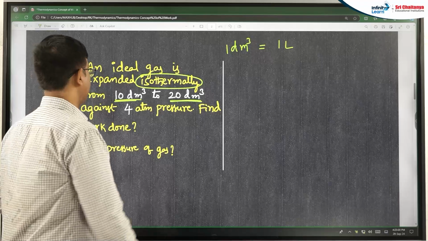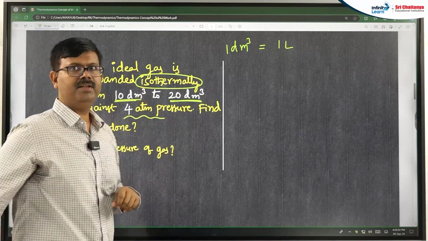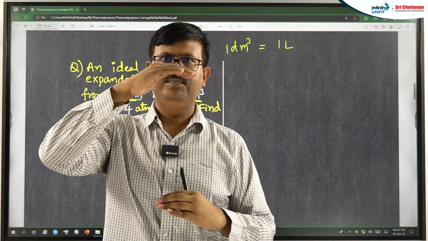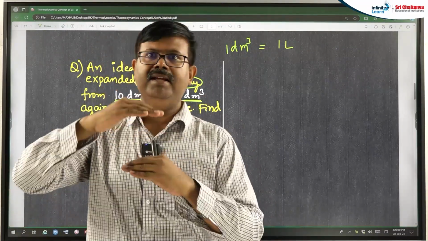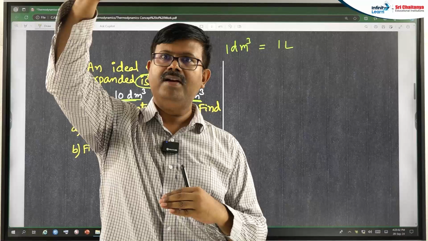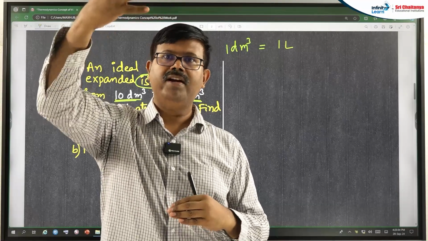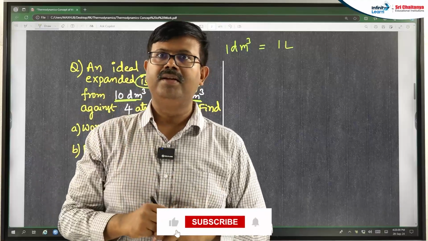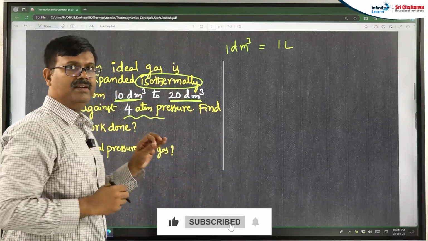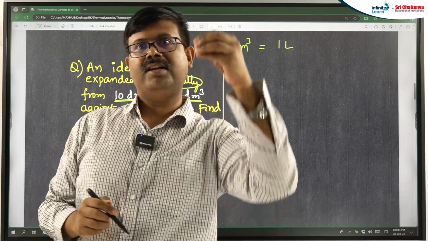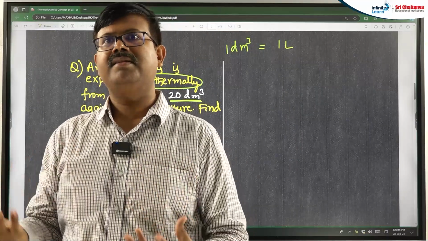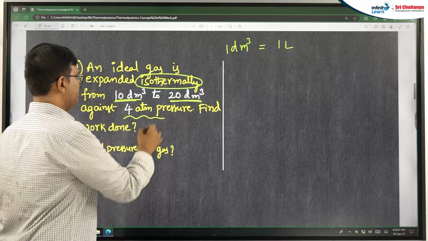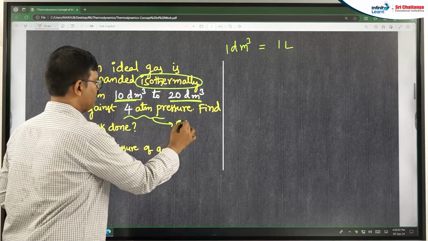Against 4 atm pressure. Against 4 atm pressure means what? Gas is expanding, increasing its volume from 10 to 20. Against means outside what pressure is there? Outside 4 atm pressure is there. Against that pressure it is expanding. That is the meaning. They don't mention clearly that external pressure is so and so. We have to understand from the statements. So, here against 4 atm pressure means this is the external pressure.